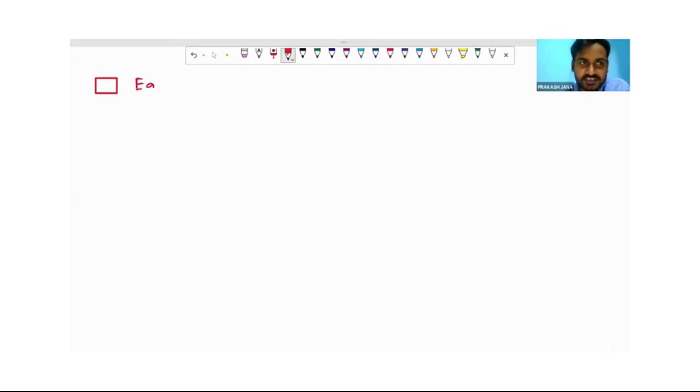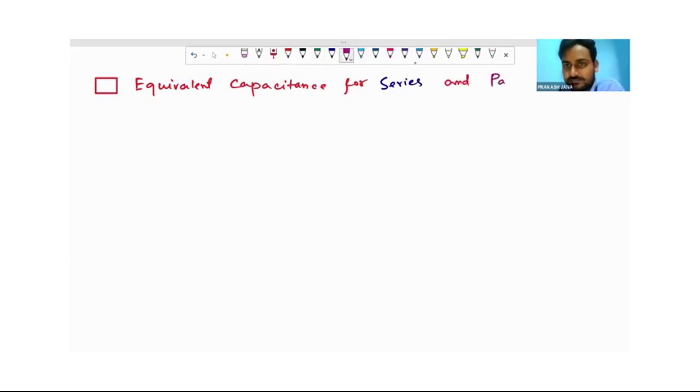So let me write the equivalent capacitance for series and parallel combination.